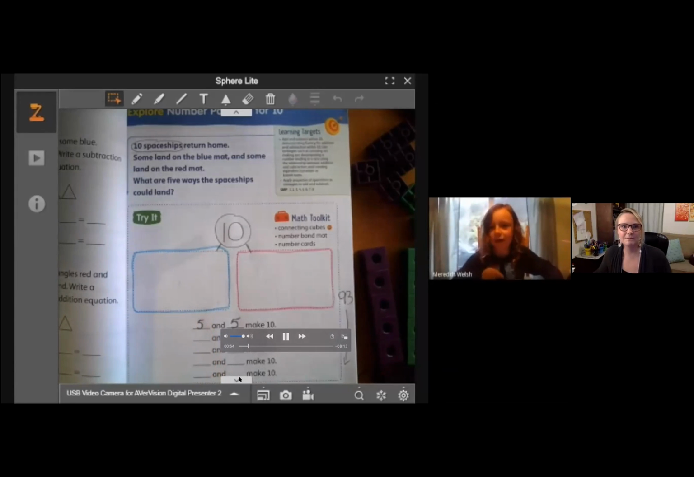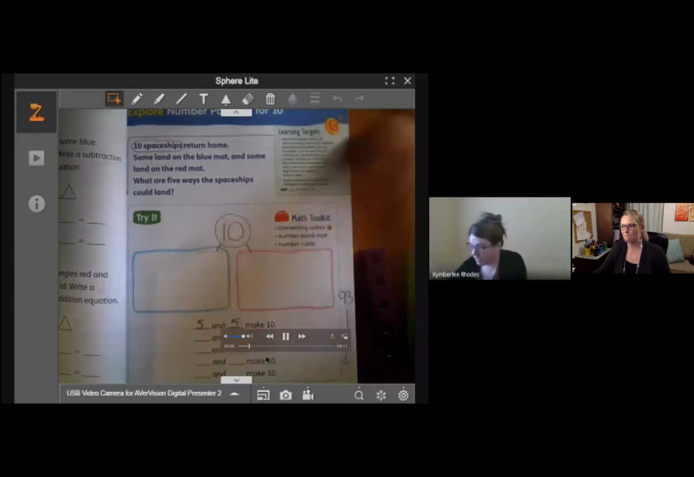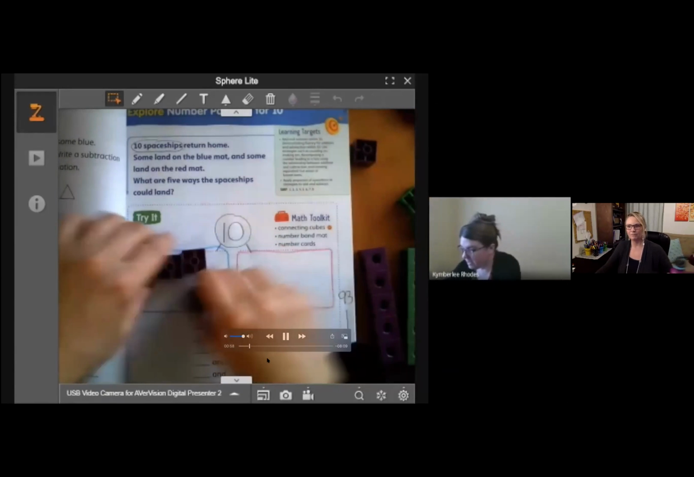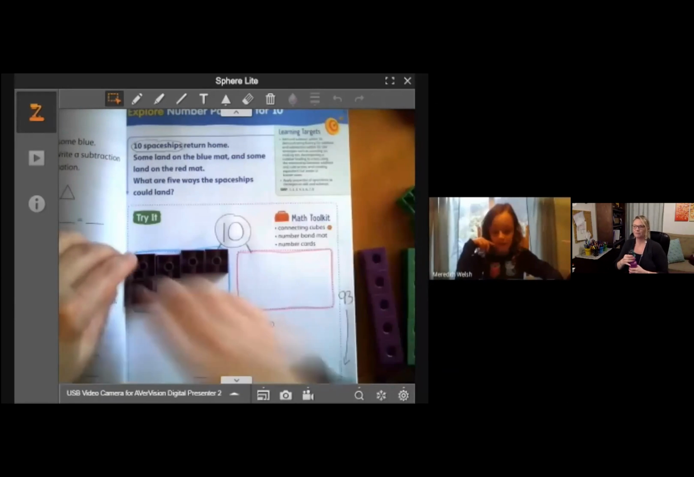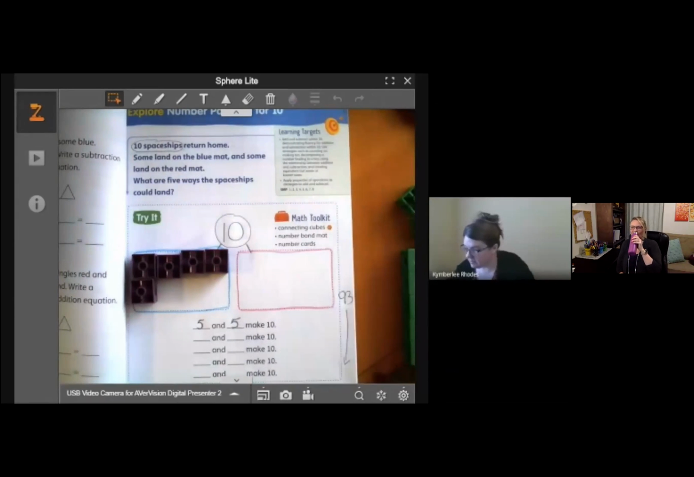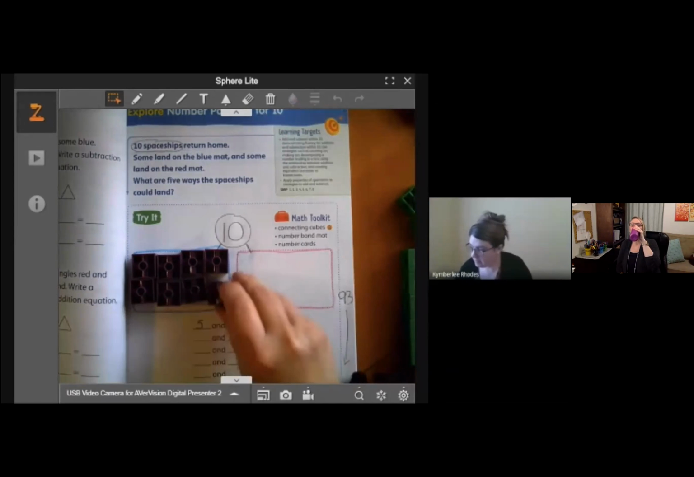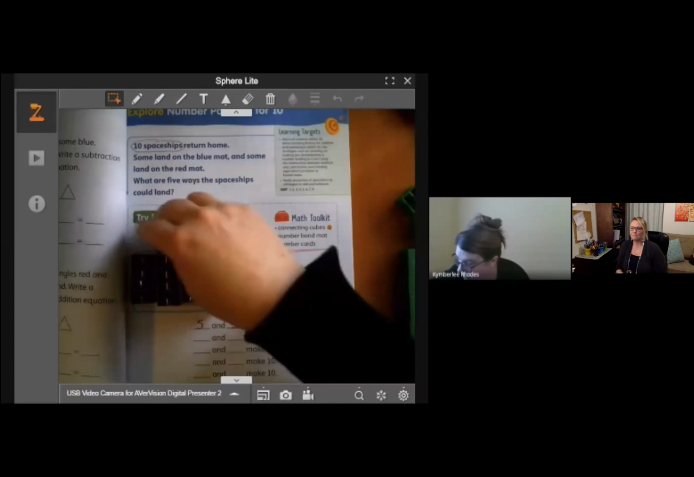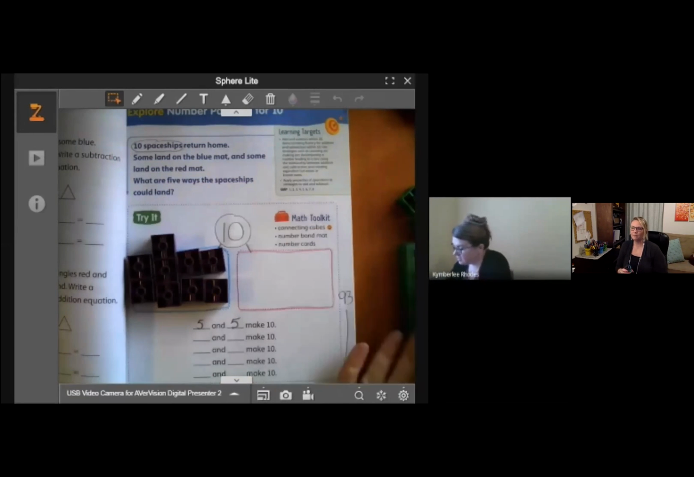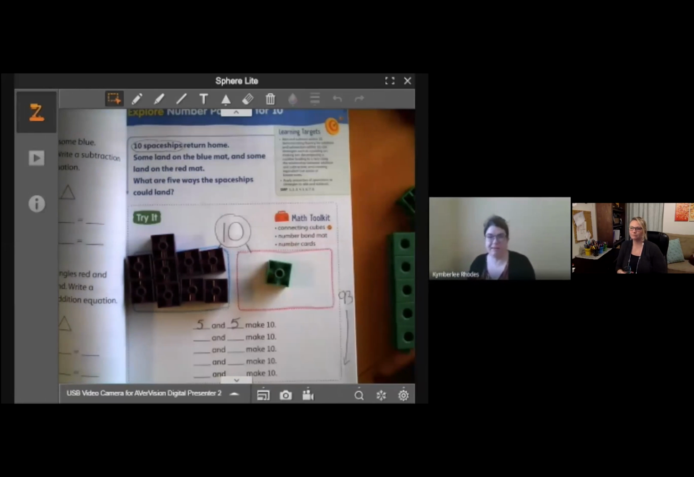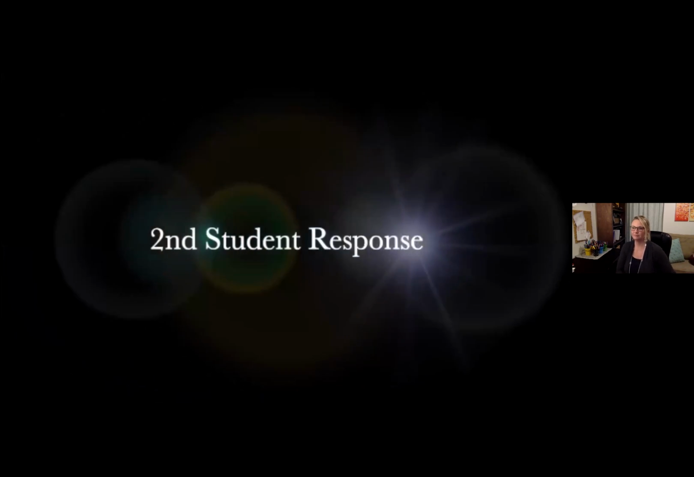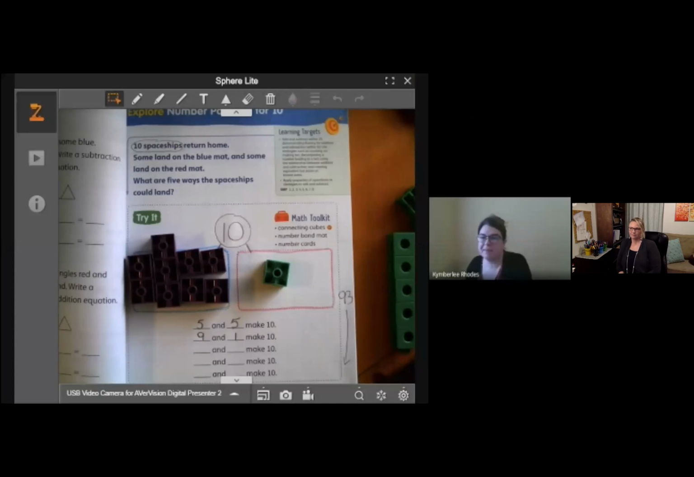Plus 1 equals 10. Oh my goodness. Okay, did you actually fit 9 in there? Whew, that was a tight fit, I bet. There's my 9. And then you're saying there's only 1 in the red mat. Yeah. 9 and 1 more is 10. Oh, I'm going to write it down. Go ahead, Evgeny.